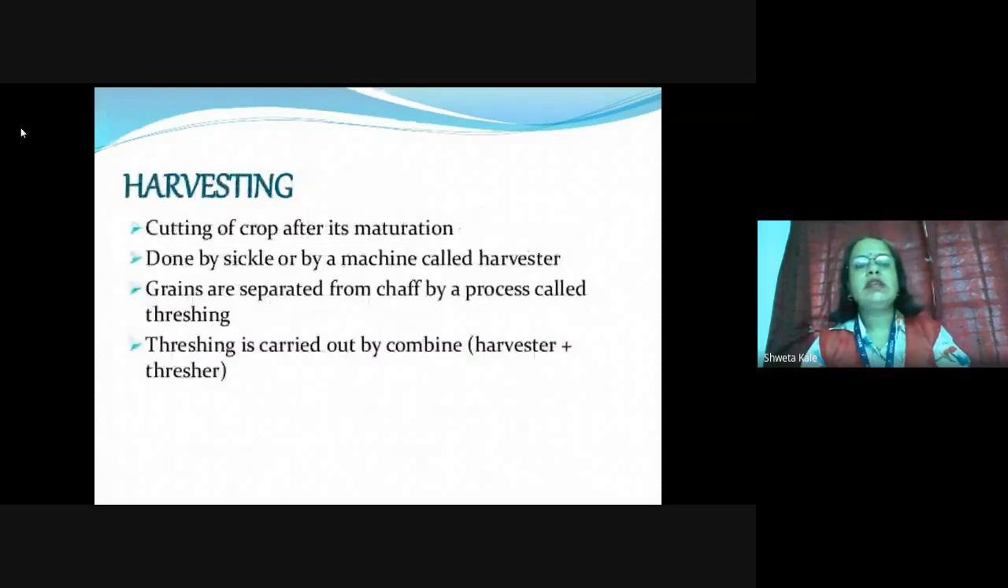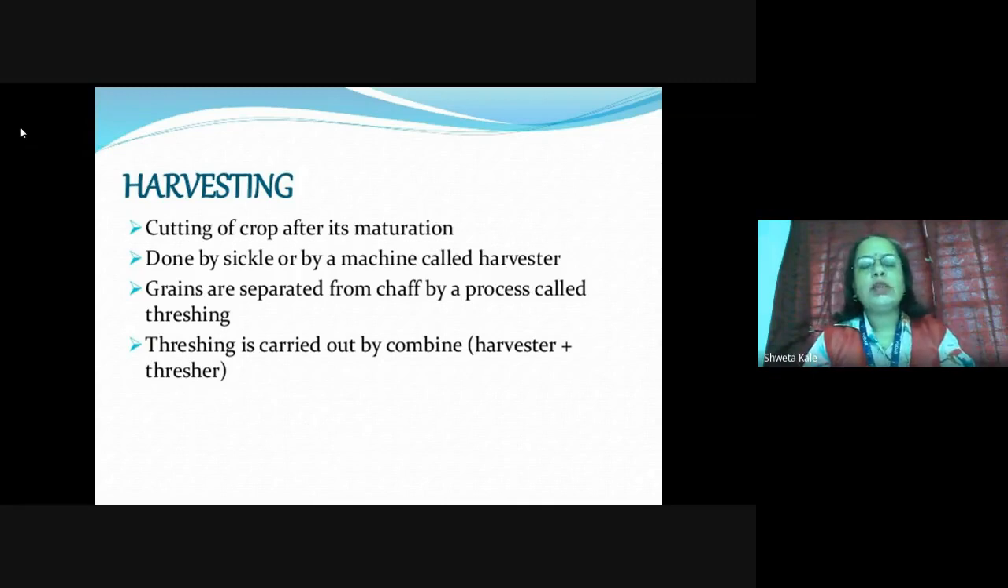Next one is the process of harvesting. Harvesting is cutting of the crop when it gets matured, then the crop needs to be cut. This process is called harvesting. Now, this harvesting can be done with traditional methods by using a sickle or by using modern methods with the help of a machine called harvester.